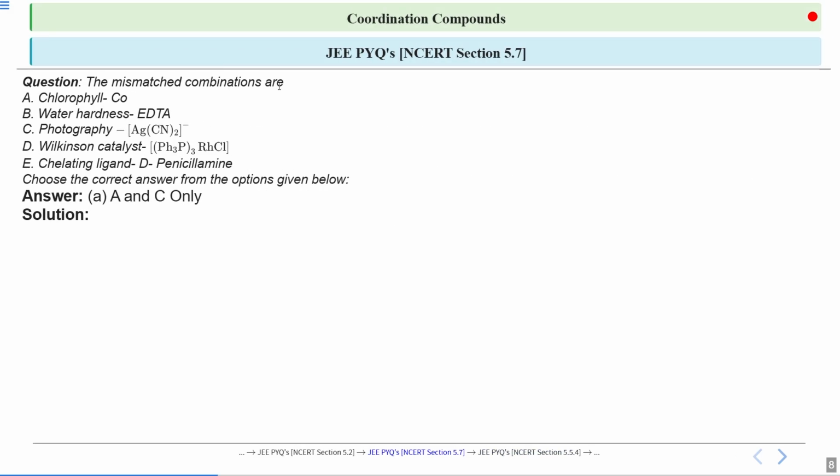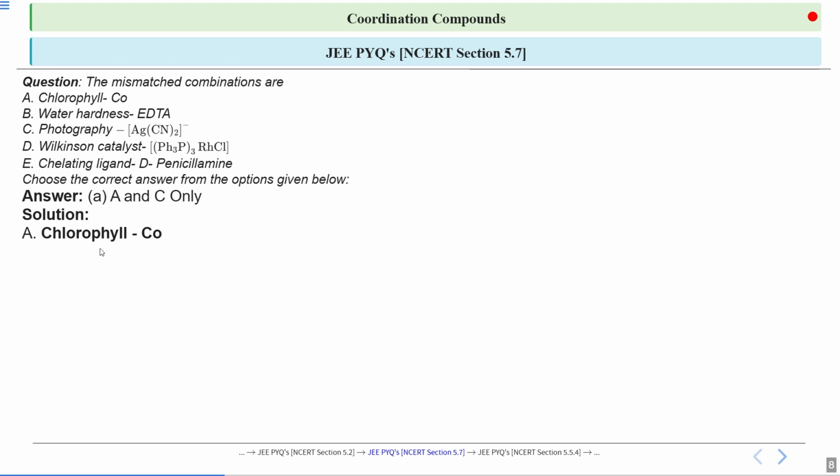For this given question, the correct answer is option A, that is A and C only. That means the mismatch combination is present in A and C only. So let's talk about them one by one.